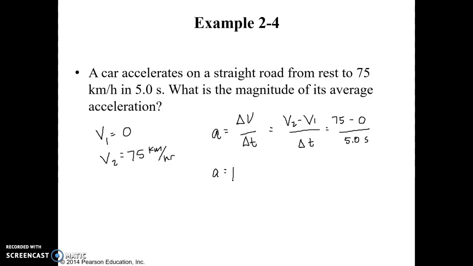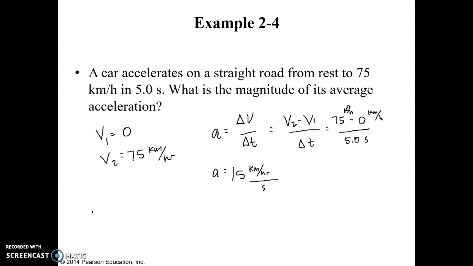So that's going to give us 15, but we need to pay attention to our units. This was 75 kilometers per hour, so we have kilometers per hour per second. Well, that's a weird unit to report answers in. We don't like to have two different units of time stacked on top of each other. So what we really need to do is convert our 15 kilometers per hour to meters per second, which is the preferred units that we're going to use.